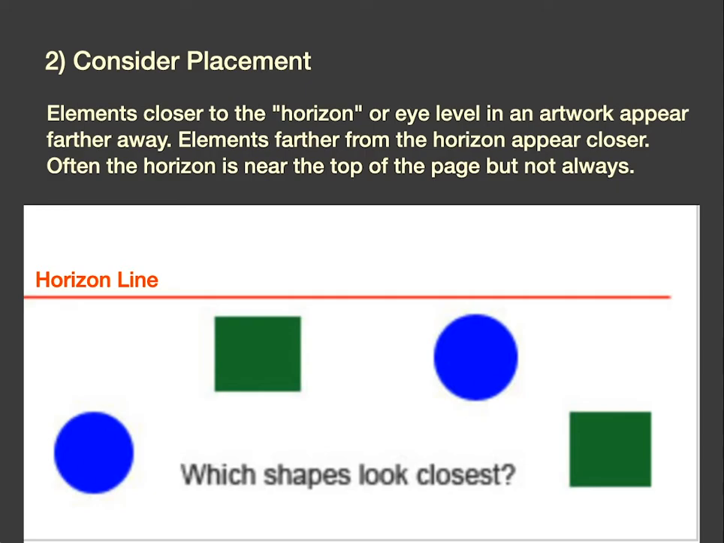So generally speaking, things that are closer to the horizon line actually look further away, while things that are further from the horizon line appear to be closer. It seems kind of backwards, but if you think about it, when you're looking off into the distance and you see the actual sun setting horizon line, trees that are way back there next to that line are much further away than the ones that are way down in the foreground near where you are. Hopefully that makes some sense. The horizon line is often near the top of the page, not always, but often.